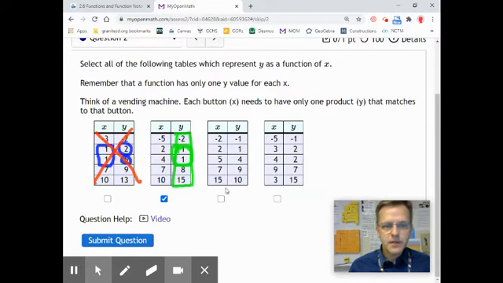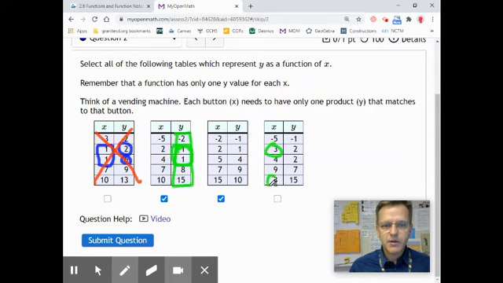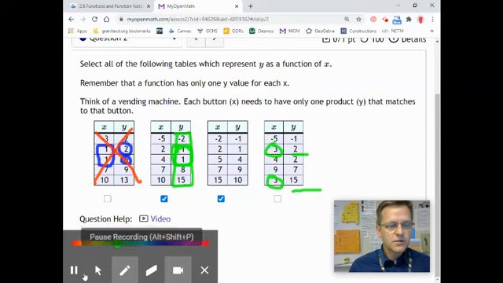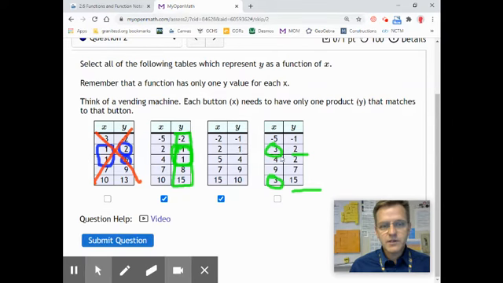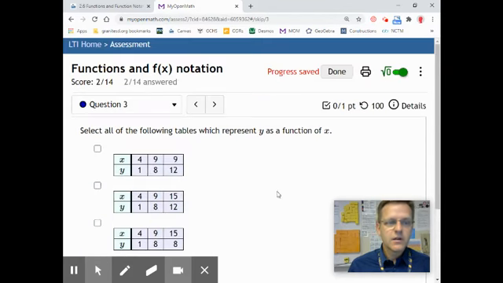How about this one? Every button's different. This one's fine. How about this one? I see a broken button right here. Button 3 is broken. Gives you two different answers. So we have two good vending machines and two bad vending machines. Two functions and two things that are not functions. Let's go on to the next one.